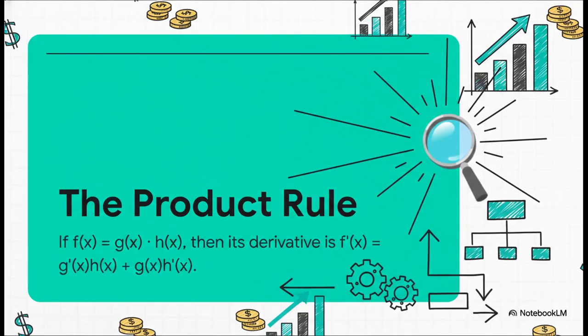All right, here it is. Now, don't just see this as a string of symbols. Let's really unpack the logic. The rule is telling us that the derivative of a product is not just the product of the derivatives. Instead, it's the sum of two distinct effects. The first term, g prime times h, measures the impact of the first function changing, multiplied by the current level of the second. The second term, g times h prime, measures the impact of the second function changing, multiplied by the current level of the first. It beautifully captures the total combined effect of both things changing at once.